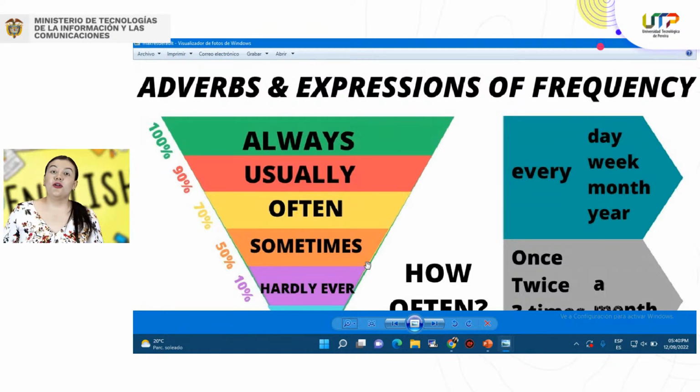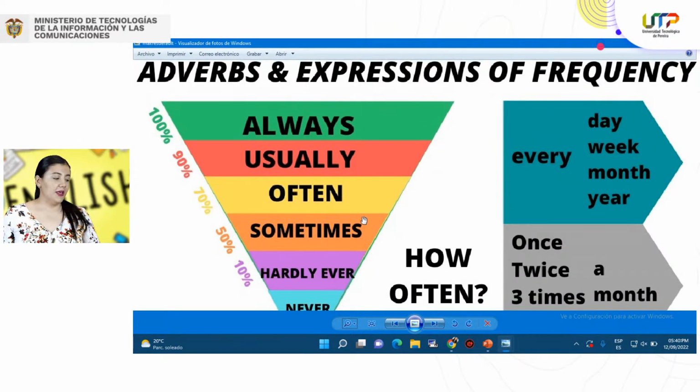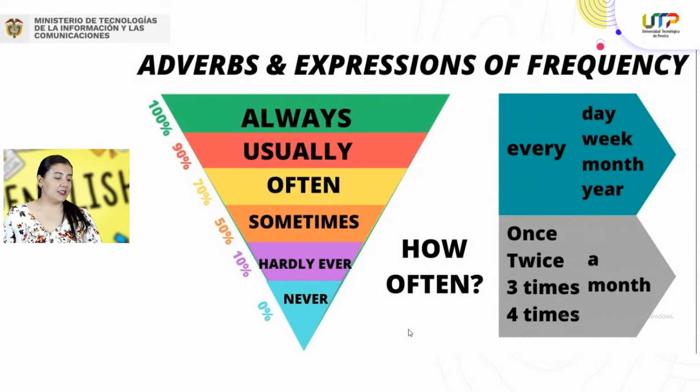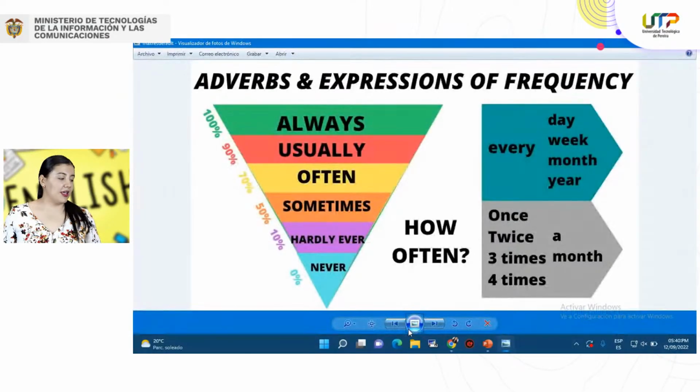Ustedes ya lo aprenderán a usar de acuerdo a la frecuencia que quieran señalar cuando estén comunicándose, ¿sí? Cuando estén escribiendo o cuando estén hablando. En ambos casos puedo usar adverbs of frequency. Después tenemos sometimes. Mire que sometimes está en un 50%, es decir, no es que nunca lo haga, ¿sí? No es que siempre lo haga, sino ahí como más o menos, ¿cierto? Entonces, sometimes está en el 50%.